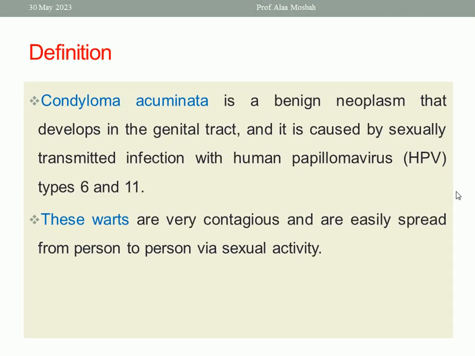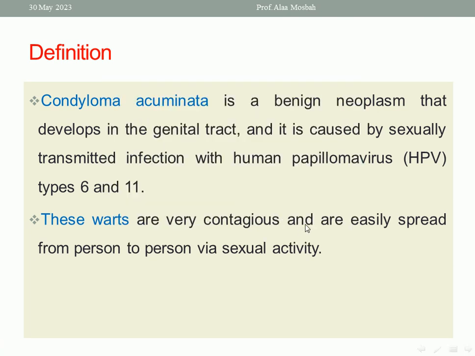So, what is Condyloma Acuminata? It is a benign neoplasm or warty lesion that develops in the genital tract, and it is caused by sexually transmitted infection with human papilloma virus types 6 and 11. We know that we have different serotypes of human papilloma virus, maybe more than 200, but which one will cause genital and anal warts is human papilloma virus type 6 and type 11.